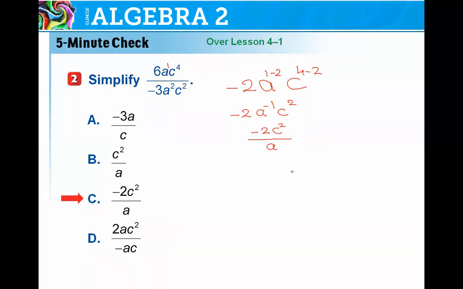So we now have the answer for number 2. It's also letter C, and these are the steps. We start by dividing the coefficients, then subtract the powers of like bases, and after that we get the simplest form by making all the powers positive. Okay, this is the answer. We're going to the next.